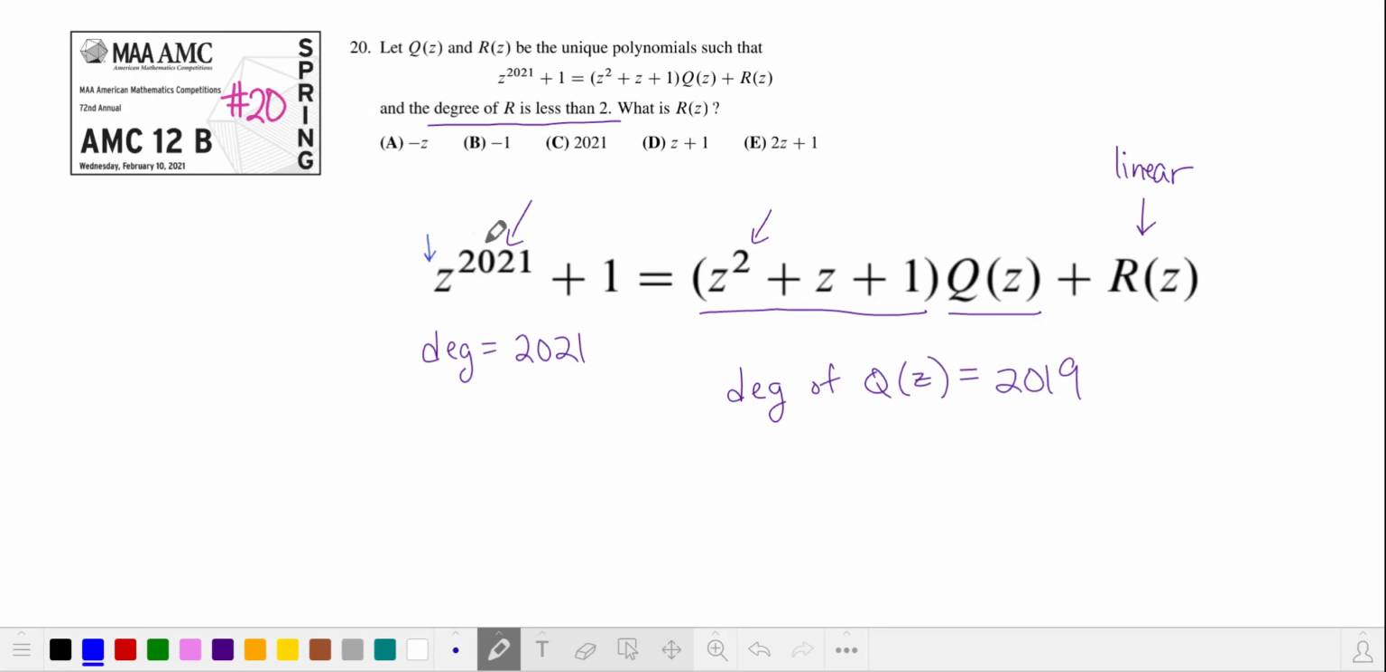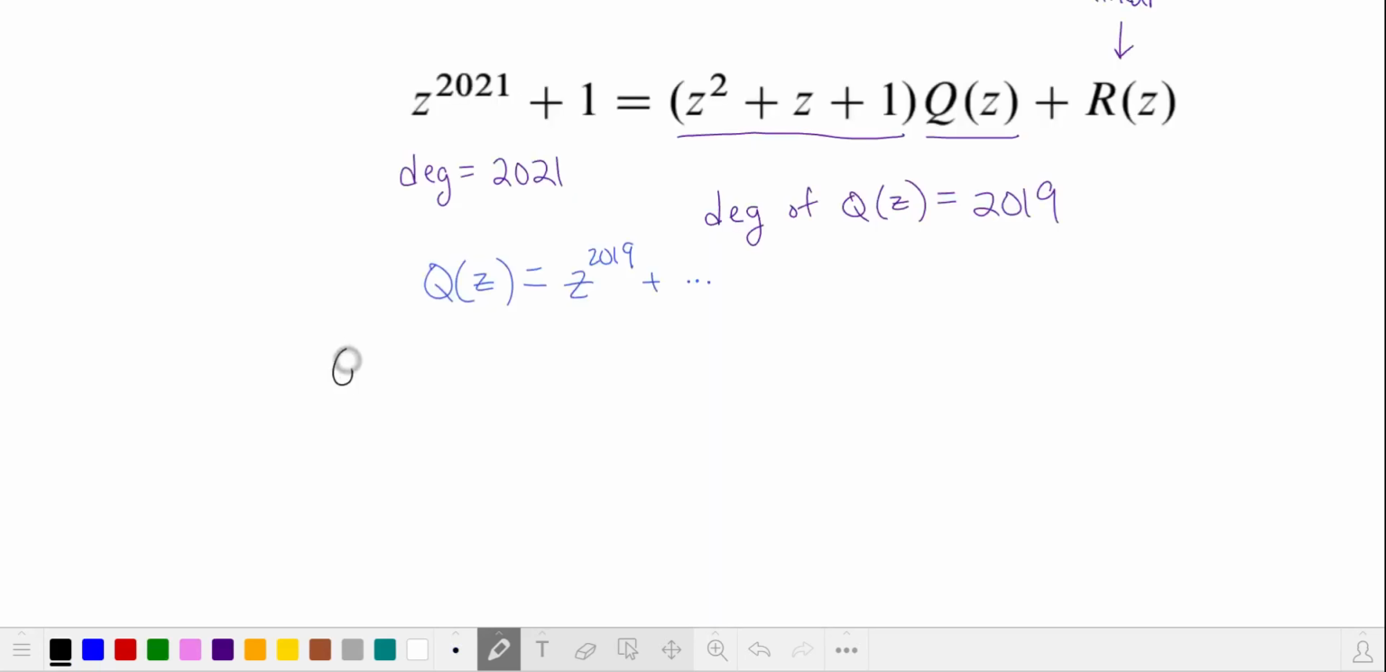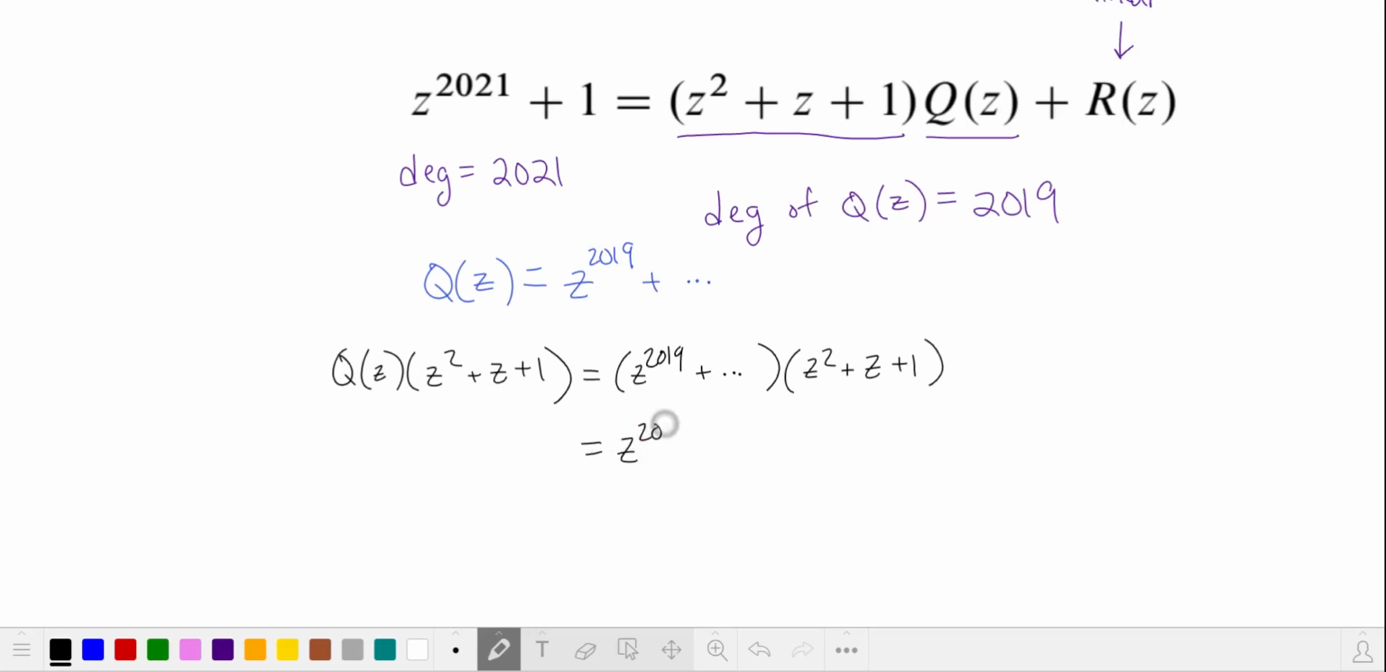Also, since the leading coefficient over here is 1, and we have a leading coefficient over here that's also 1, q of z needs to have a leading coefficient of 1. So q of z is going to start looking something like this: z to the 2019 power plus some other terms. Let's take q of z and multiply it by z squared plus z plus 1 and see what we get so far. First, multiplying through by z to the 2019 power, we get z to the power of 2021 as expected, but then we also get z to the power of 2020 and z to the power of 2019. We like this, but we don't want these two terms.